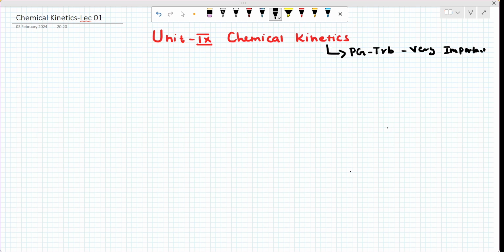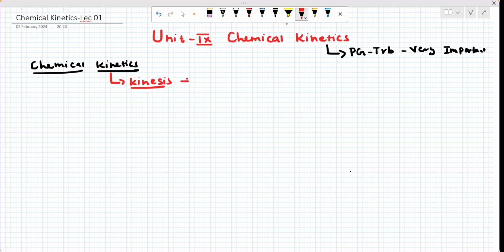Listen. Now tell me, what is kinetics? Any idea, students? What is called chemical kinetics? Study of rate and mechanism of chemical reactions, sir. Listen. Generally, what does kinetics mean? They call kinesis. What is the meaning of this one? Movement. So generally we study about the rate of reaction, right? The rate of the chemical reaction. That is called chemical kinetics.